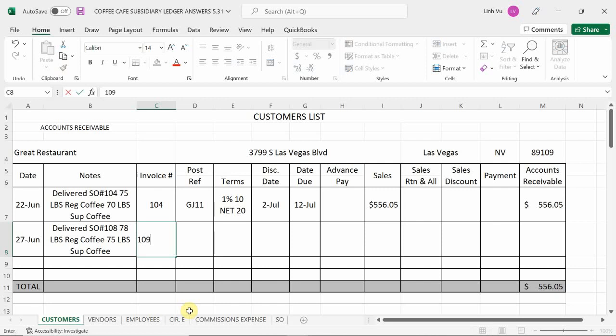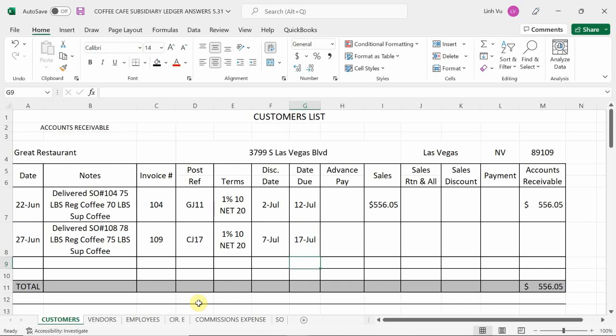And it's page 17. And then terms 1%, 10 net 20, page 17. And now the discount due date is July 7th. And then the net due date is the 17th. And sales is 585.87.